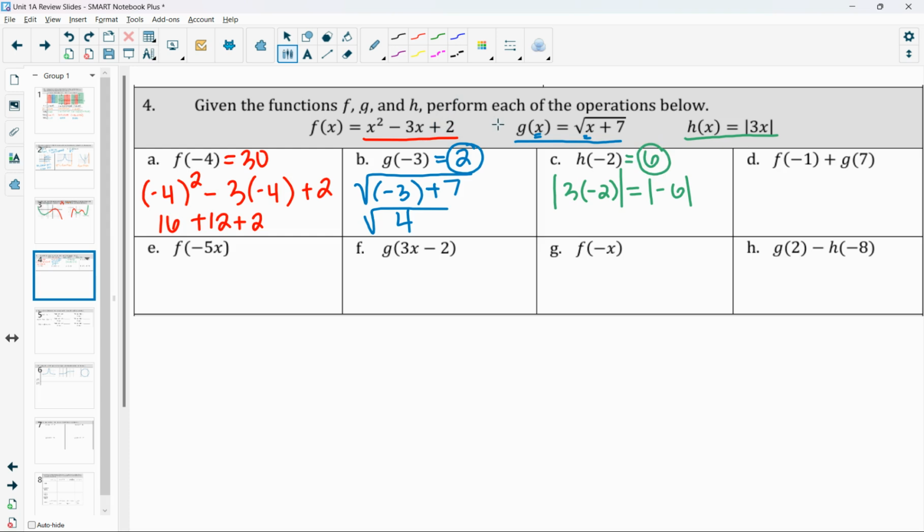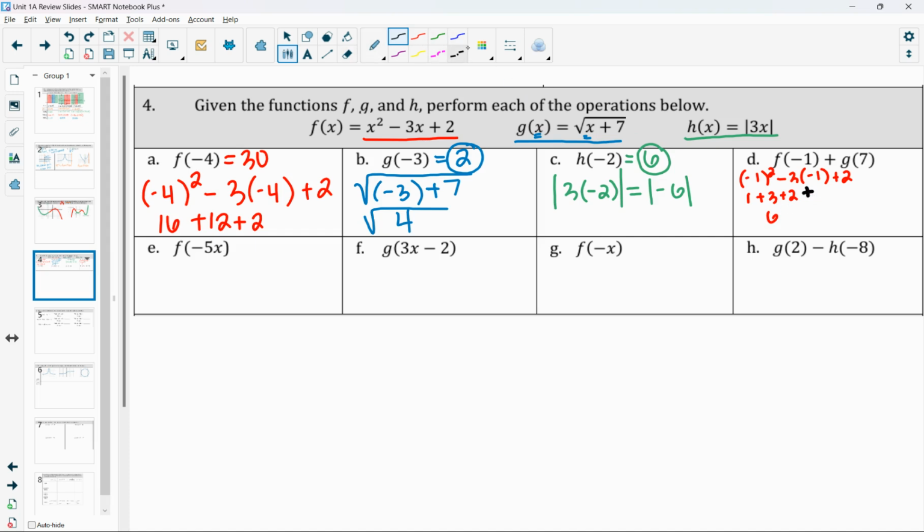Part D asks us to plug into 2 functions. And so the first one that we're going to plug into is the f function. So we're going to be doing -1 squared minus 3 times -1 plus 2 for that f part. So -1 squared is 1, -3 times -1 is +3, and then we have +2. 1 plus 3 is 4, plus 2 is 6. So that's our first part.